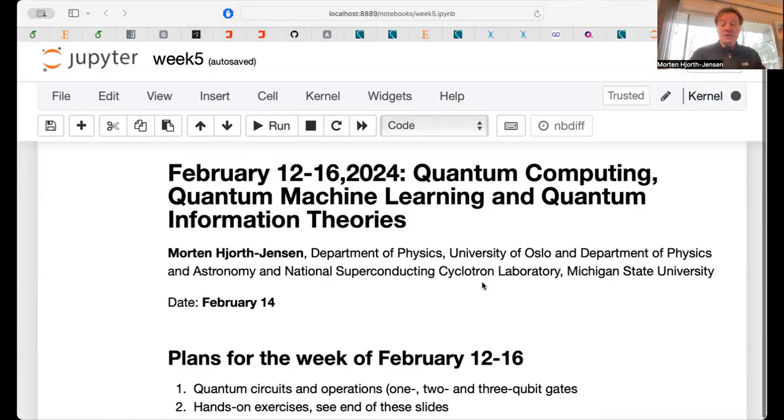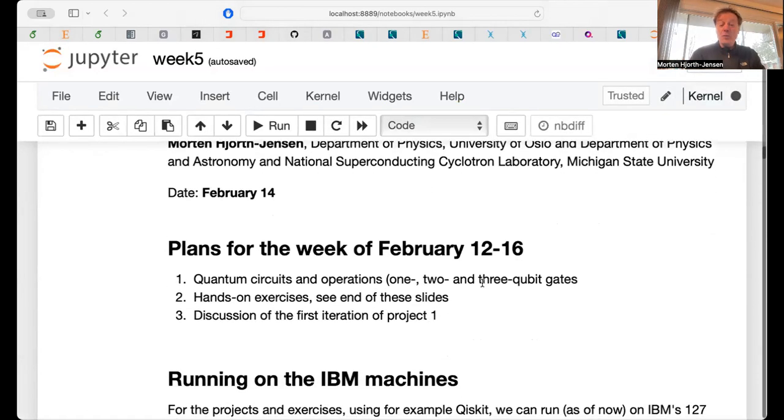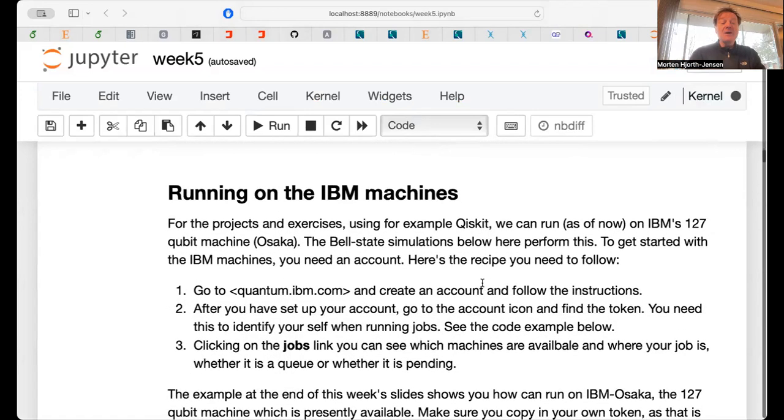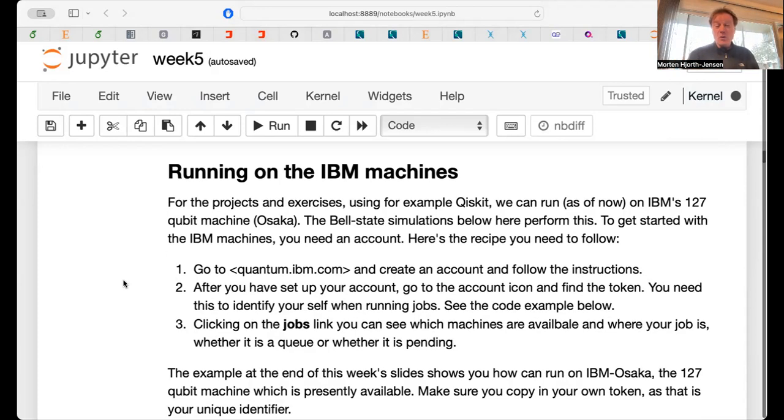Now, in connection with this, and this is something which I was not aware of, IBM has actually made available the 127 qubit machine. So what we have here are some simple instructions on how you can get an account and actually make runs on the IBM machines. I wanted just to guide your eyes towards that first, because it's something which I recommend doing. I didn't know that the IBM 127 qubit machine was available. I thought it was only the smaller ones.